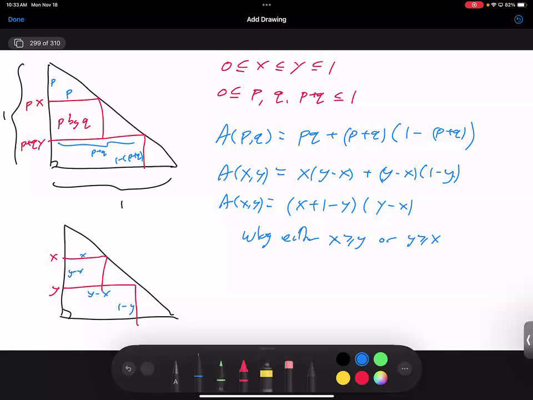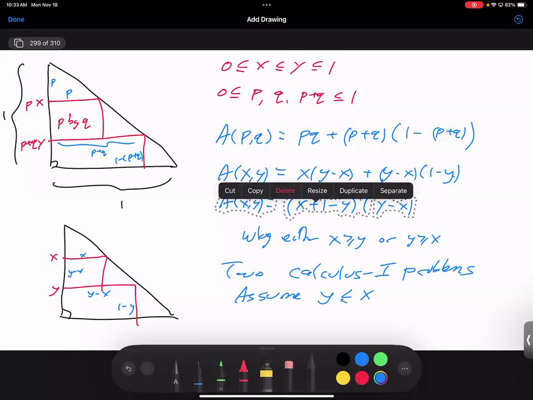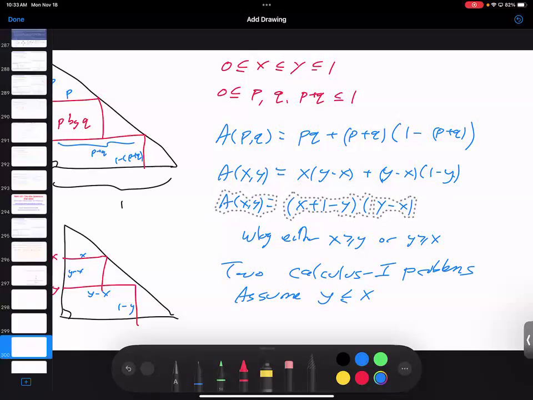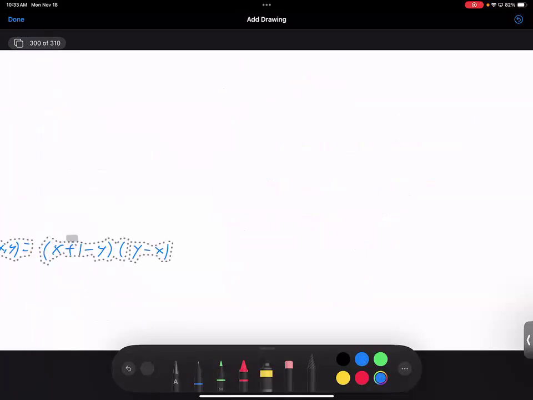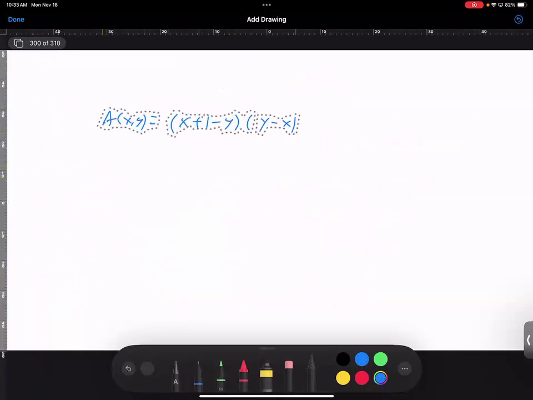So let's do it as two calculus problems. Calculus 1 problems. And let's assume y is less than or equal to x. Okay? So here's the function.